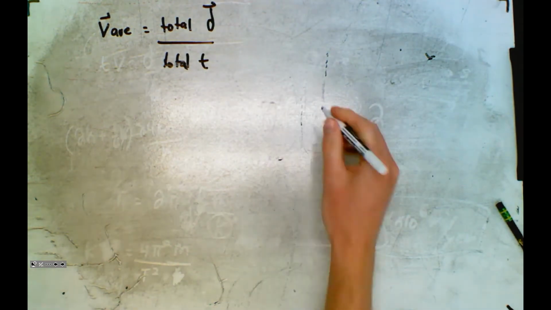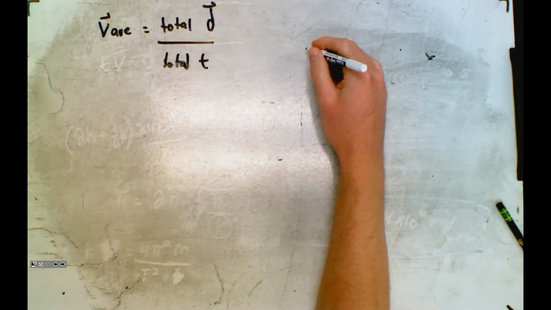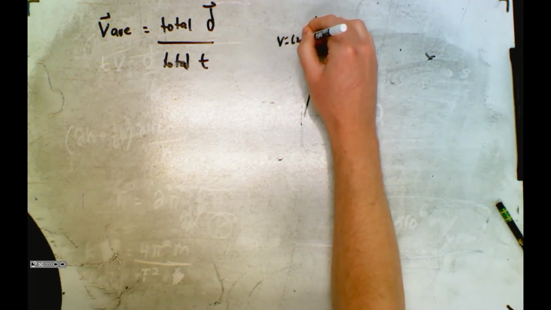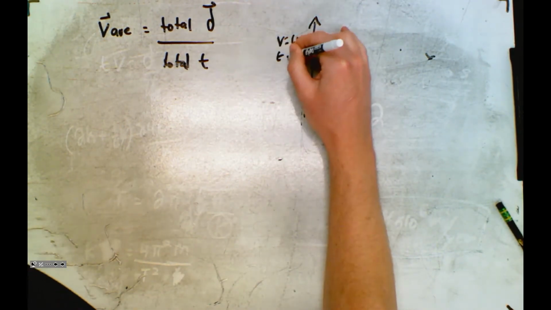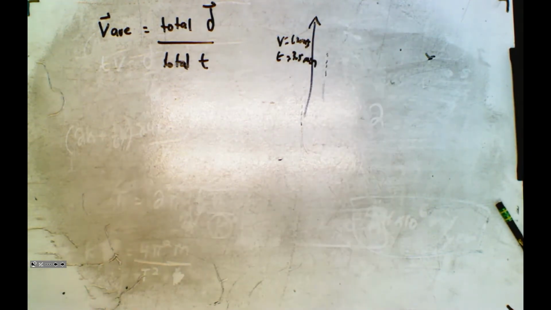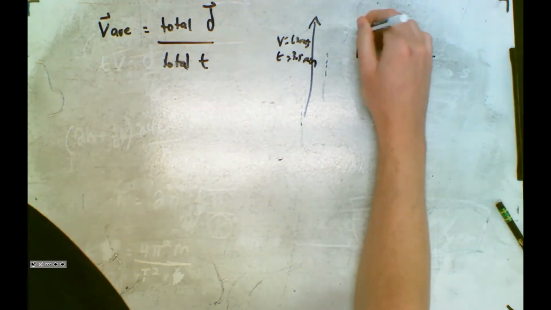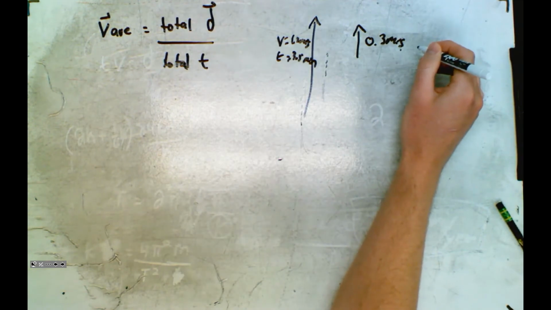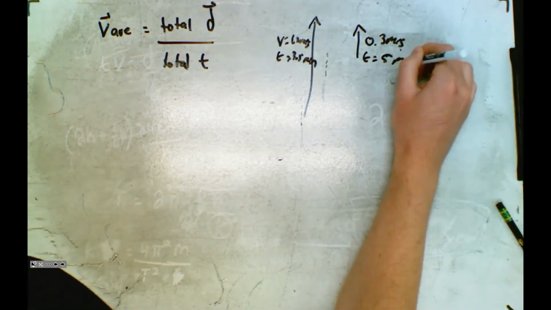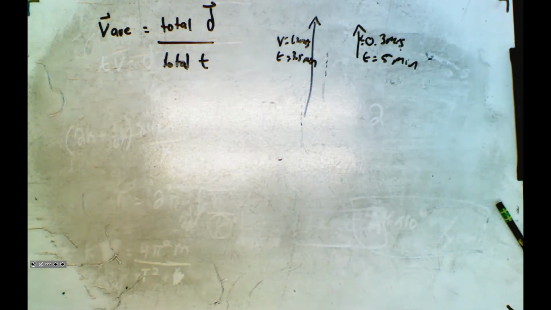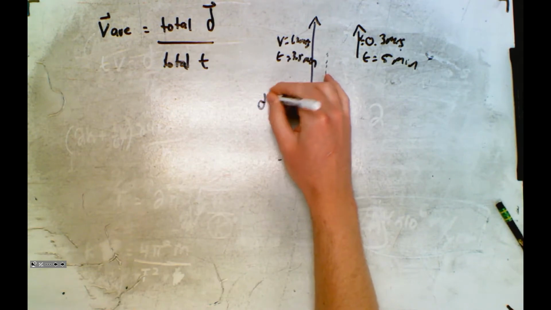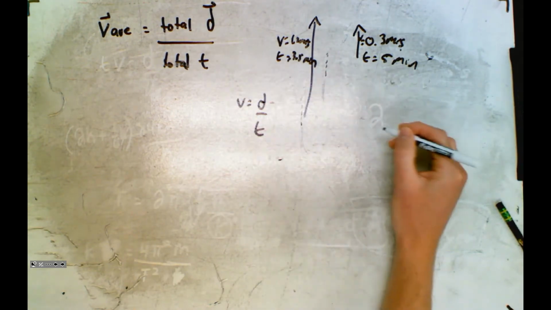So let's draw out what happens. A student on a daily exercise plan runs at a velocity of 1.2 meters per second north for a time of 3.5 minutes, and then walks at an average velocity of 0.3 meters per second north for a time of 5 minutes. So we want to find our average velocity. So we need to find a distance in here. So we're going to use v equals d over t.